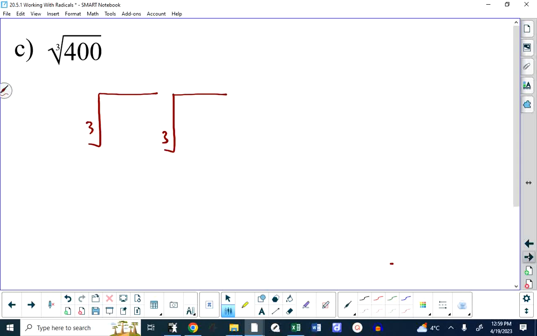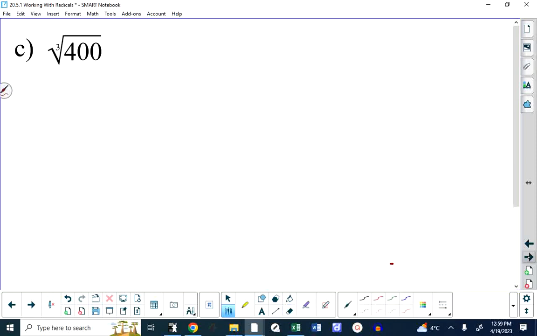But until you do more work with exponents and get more comfortable with some of these numbers, you will not recognize cube roots. 8 is a perfect cube. 27 is a perfect cube. 64, 125, some of you may know them, but you may not. So what we do instead, we don't do this.